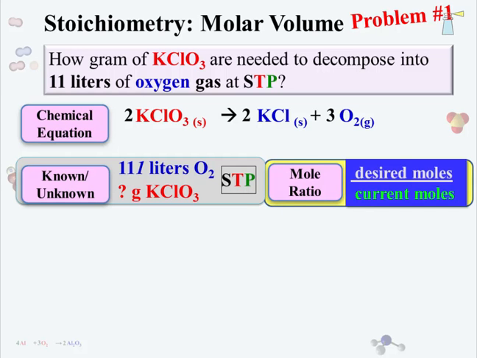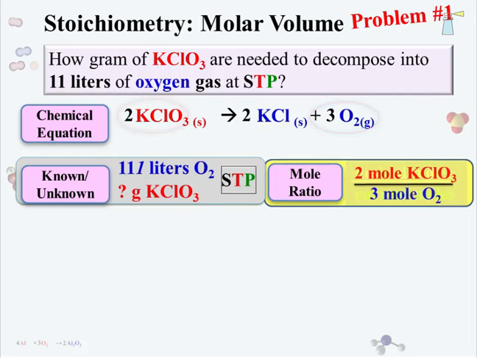The mole ratio will have moles of the desired substance in the numerator and moles of the current substance in the denominator. It is important to remember that values from the problem never find their way in the mole ratio. The balanced chemical equation for the reaction is independent of values given in the problem, and therefore, so is the mole ratio. From the balanced chemical equation, we see that there are 2 moles of the desired substance, potassium chlorate, and 3 moles of the current substance, oxygen. The mole ratio is 2 to 3, potassium chlorate to oxygen.